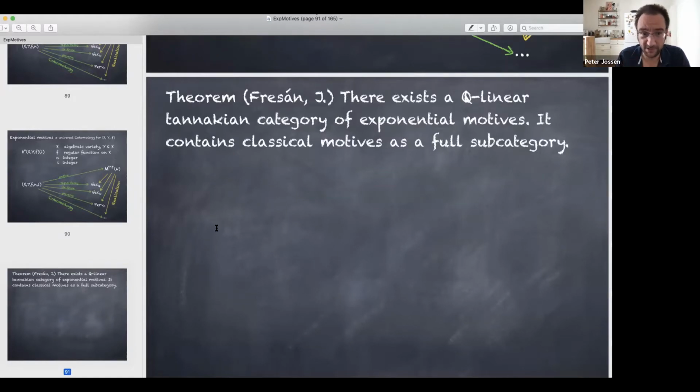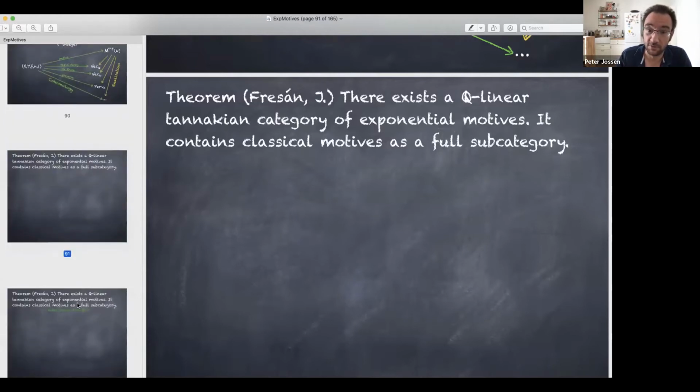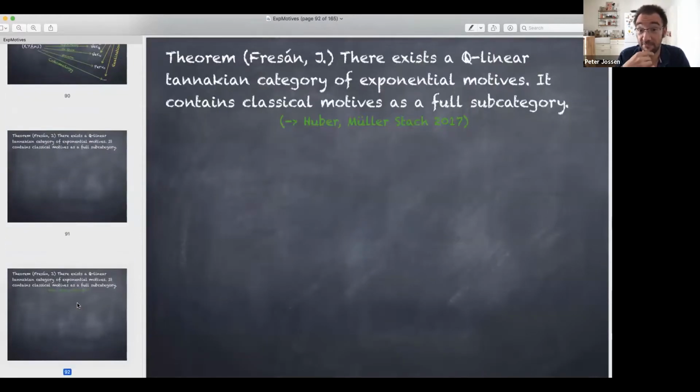So there's a Q-linear tannakian category of exponential motives satisfying the universal property I showed before, and this category of exponential motives contains the classical ones. For the classical motives, there is a nice reference. It's a book that came out a few years ago by Annette Huber and Stefan Müller-Stach, something called like Nori motives and periods.